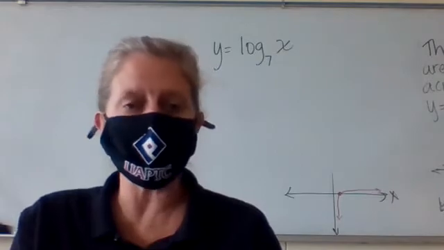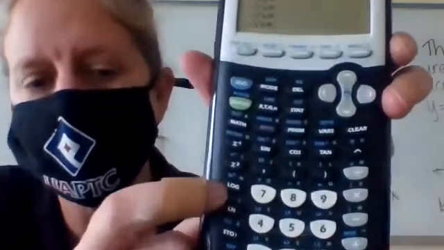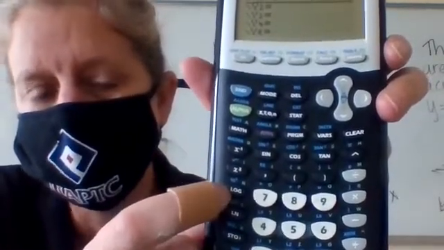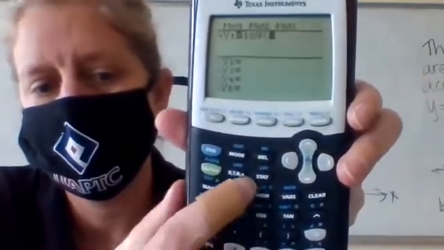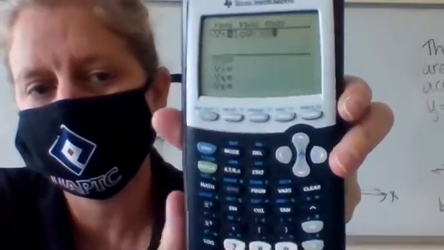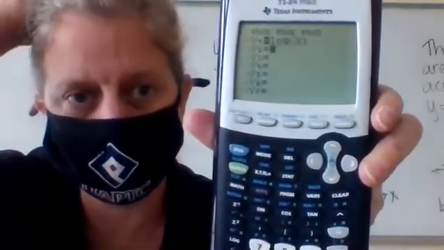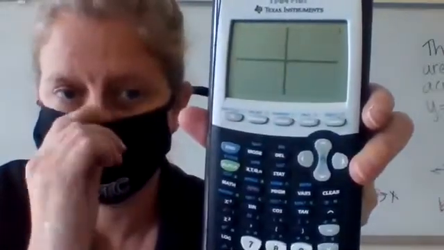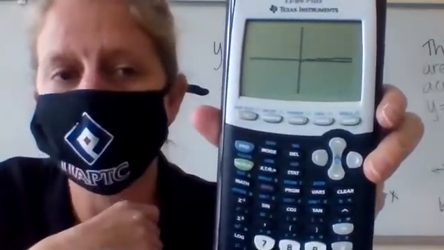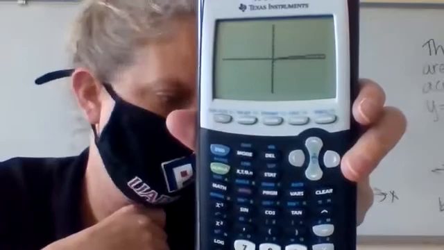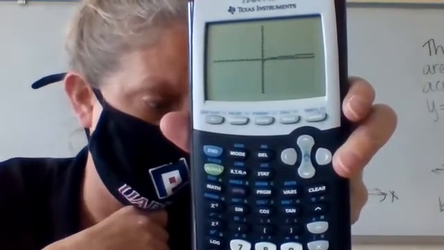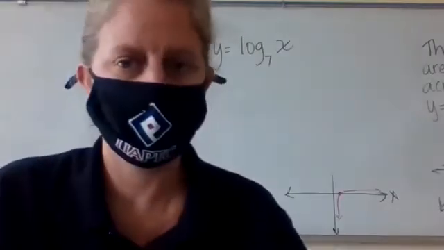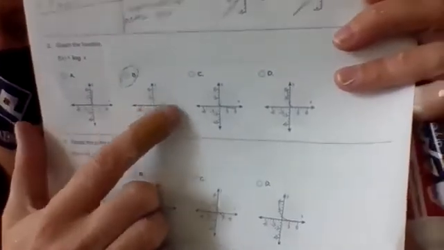But if you just want to type in log x, there's actually a log button. So if you don't need log base and you just need log, you can hit the log button and then x, and then graph it. So again, it's that standard logarithmic shape, which would be B on your multiple choice. The only one that has that shape is that one.